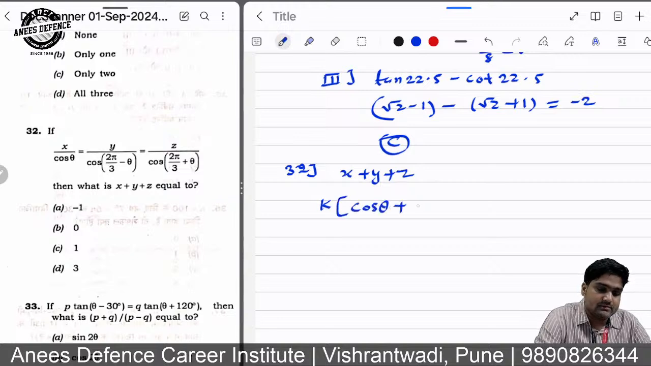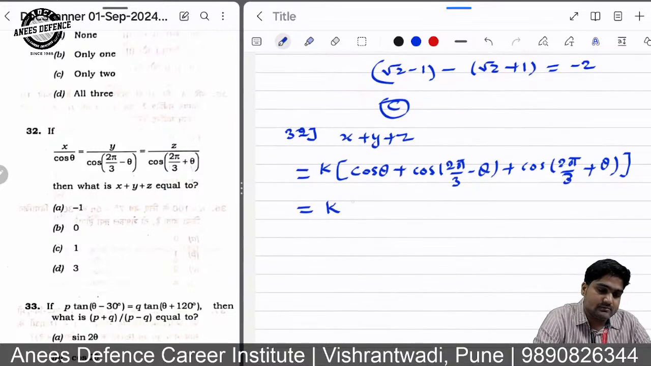Cos theta plus cos(2 pi by 3 minus theta) plus cos(2 pi by 3 plus theta). So we need to calculate the value of this expression. Now apply cos C plus cos D here. Cos C plus cos D is 2 cos((C plus D) by 2) cos((C minus D) by 2). It's 2 cos(2 pi by 3), and then cos theta.